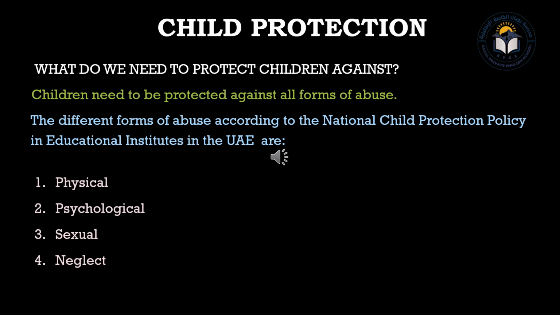What do we need to protect children against? Children need to be protected against all forms of abuse. The different forms of abuse according to the National Child Protection Policy in educational institutes in the UAE are physical, psychological, sexual, neglect.